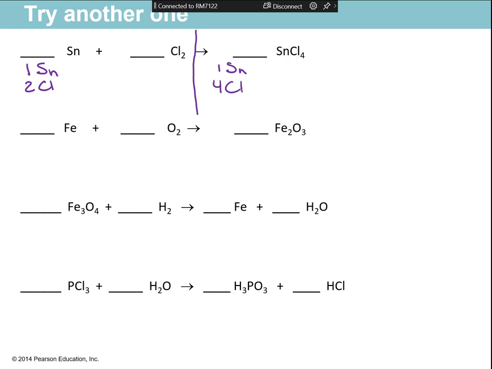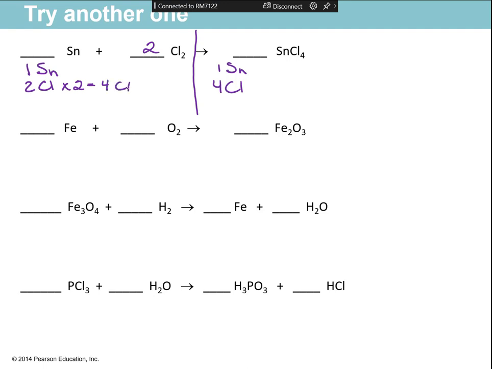So now you've got to do the comparison. Notice that Sn is already balanced. I've already got one and one, so I don't have to do anything to that. But then looking at the chlorine, which side am I going to have to change? The left. Do you see that there's two chlorines on the left, four chlorines on the right? So I have to increase the lower number. What do I have to multiply that by to have four? Two. So that two, whatever you're going to multiply by goes on the top, and that's going to multiply the number of chlorines by two, giving me a total of four chlorines.